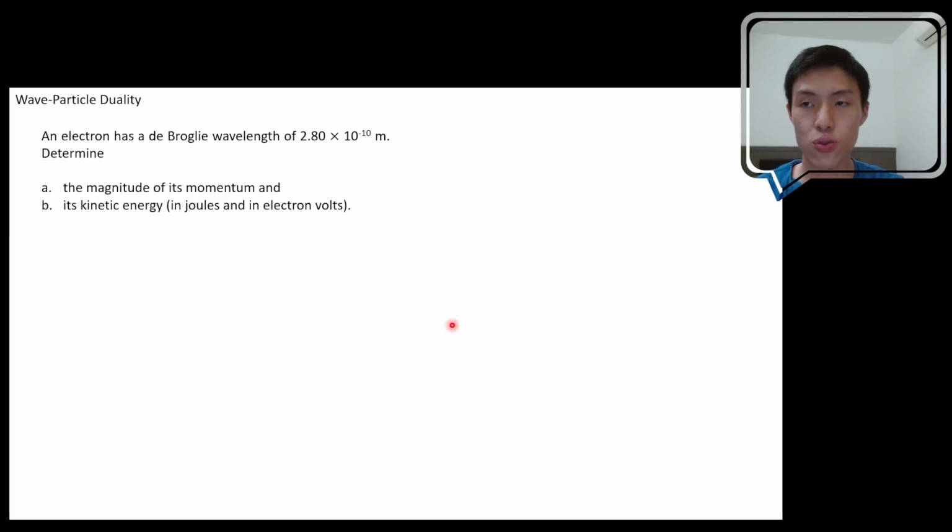Let's take a look at this question over here. An electron has a de Broglie wavelength of 2.80 times 10 to the power negative 10 meter. They ask you to determine the magnitude of its momentum and its kinetic energy. So from wavelength, you need to determine the momentum and the kinetic energy.